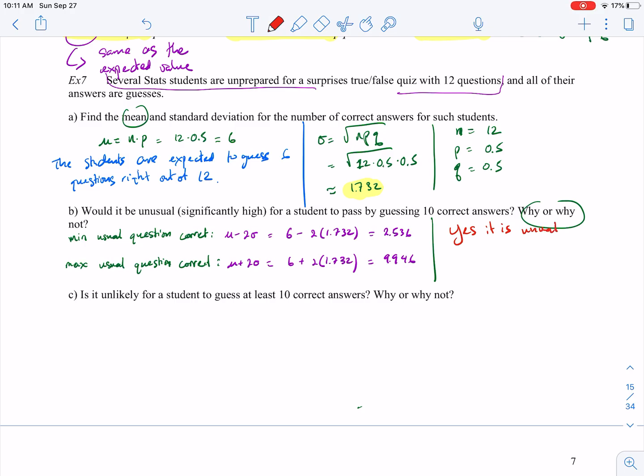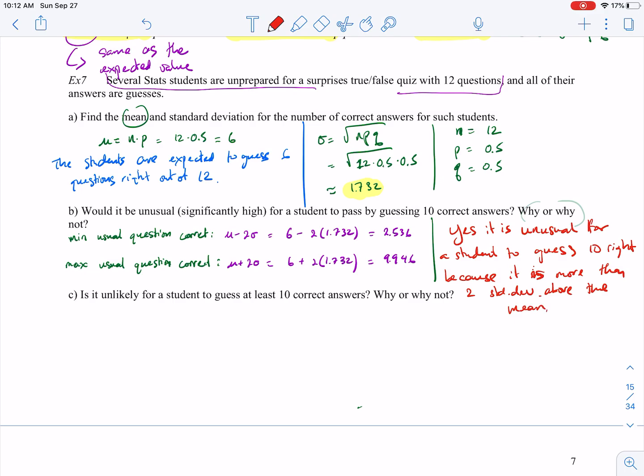unusual for a student to guess 10 right, because it is more than 2 standard deviations above the mean. Okay.